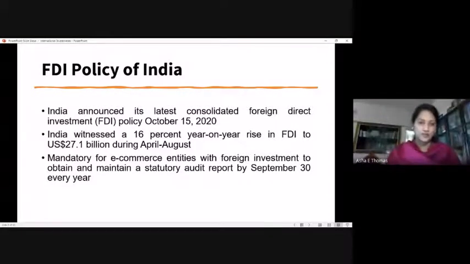And of course, another policy which has come in here is mandatory registration, because now we can see that a lot of e-commerce companies, without requiring any direct approval, can enter the market through floating their products. But in order to track the performance of these e-commerce sectors with respect to foreign investment, they have to maintain a statutory audit report dated September 30 of every year.